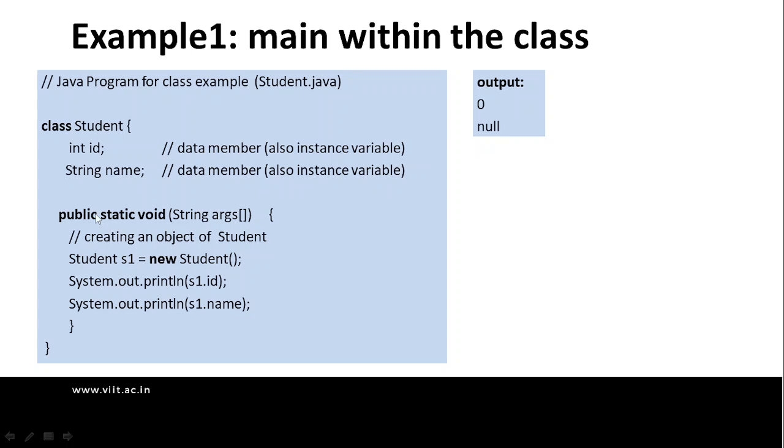So that public static void main, String arguments, is a method. The main method is there, with string arguments. So that Student s1 equal to new Student, and System.out.println s1.id and System.out.println s1.name. So that if you run this, we will get the output as 0 and null.